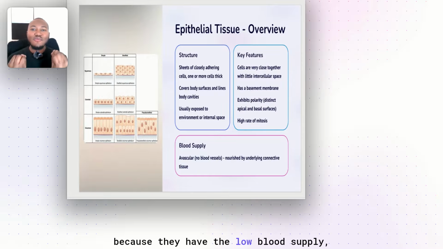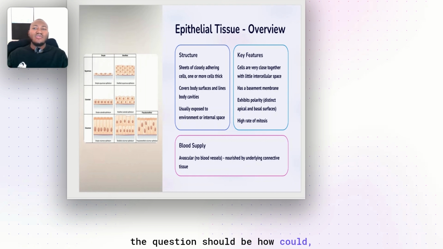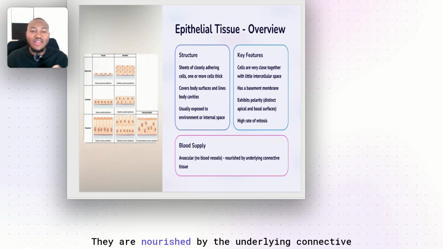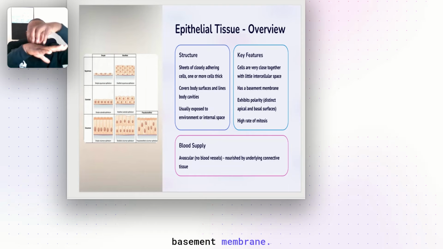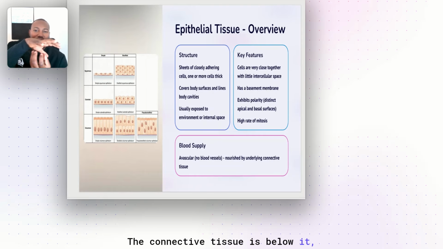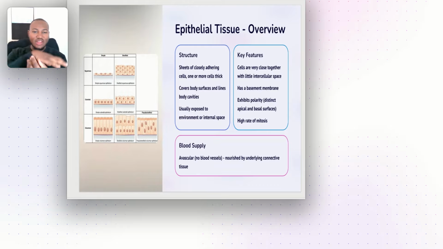Now, because they have no blood supply, the question should be, how are they alive? How are they nourished? They are nourished by the underlying connective tissue. So this is epithelial tissue standing on the basement membrane. The connective tissue is below it, right? So this connective tissue gives it food, nutrients, blood, and everything it needs to be alive or to be part of the living system. All right.